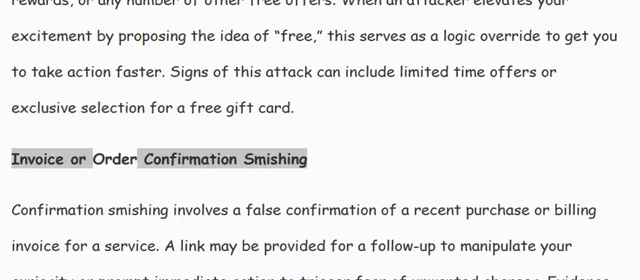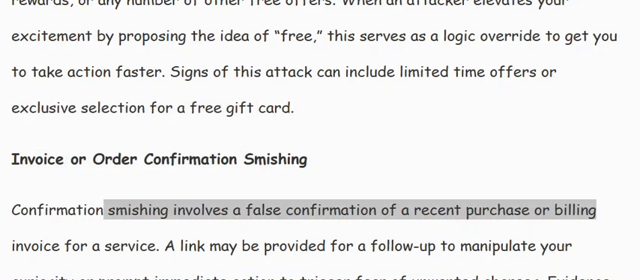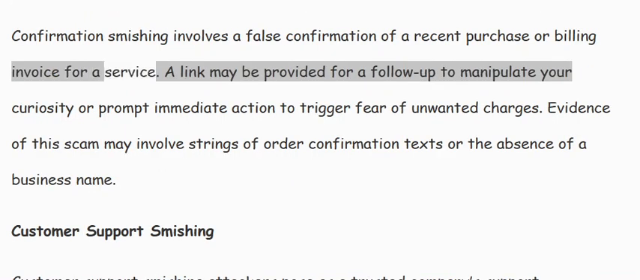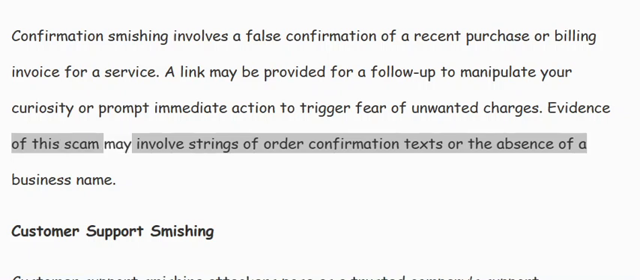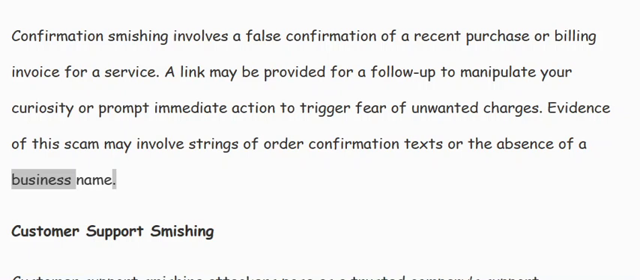Invoice or order confirmation smishing. Confirmation smishing involves a false confirmation of a recent purchase or billing invoice for a service. A link may be provided for a follow-up to manipulate your curiosity or prompt immediate action to trigger fear of unwanted charges. Evidence of this scam may involve strings of order confirmation texts or the absence of a business name.